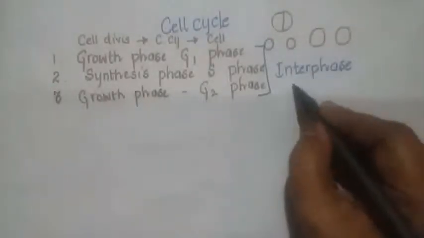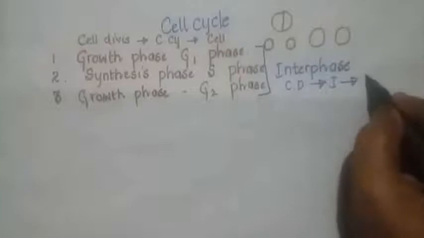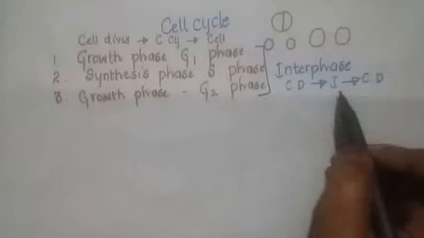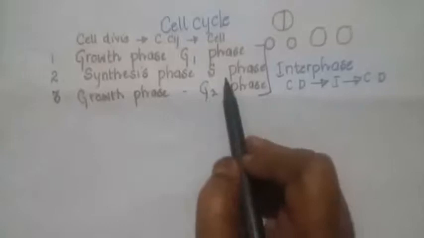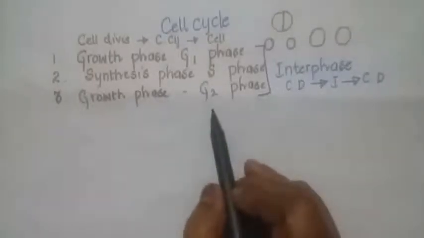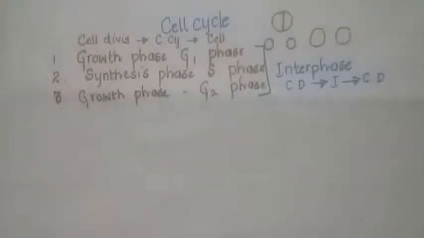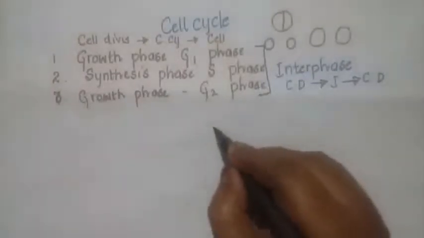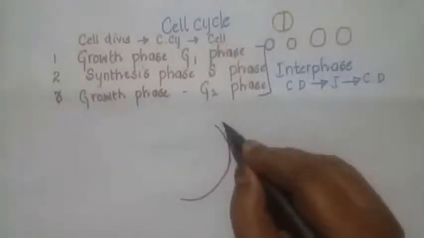So every single cell first has a cell division, then enters into the interphase, and again undergoes a cell division. So in between 2 cell divisions we have this interphase, which comprises growth phase 1, synthesis phase, followed by growth phase 2. Now, what happens in these phases? Let us quickly learn about growth phase 1.